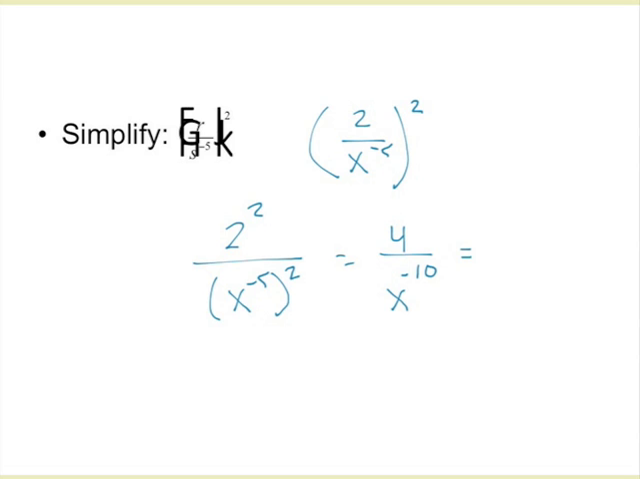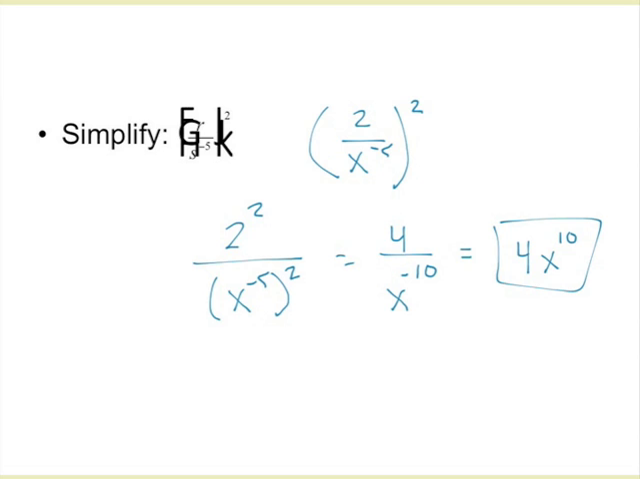We're going to flip it. We're going to flip it up to the top and make it an x to the +10. A negative exponent needs to go to the other part of the fraction. If it's on the top, it should go to the bottom of the fraction. If it's on the bottom, it should go to the top. And we only need to move the part that has the negative exponent.